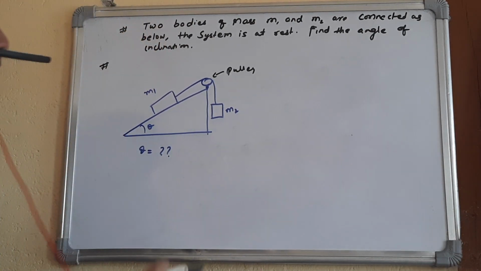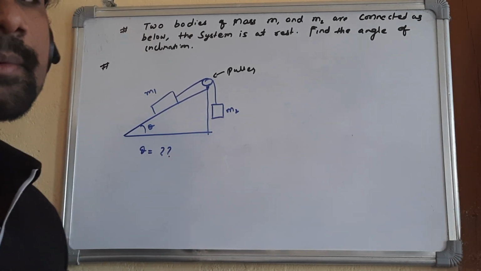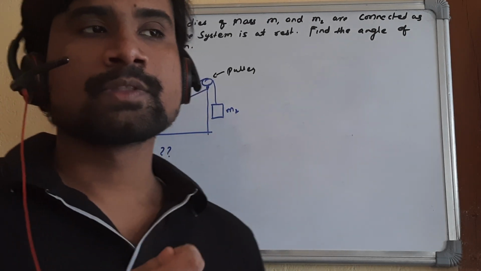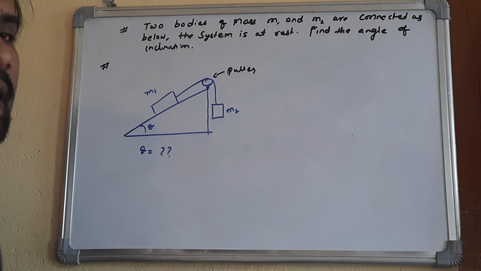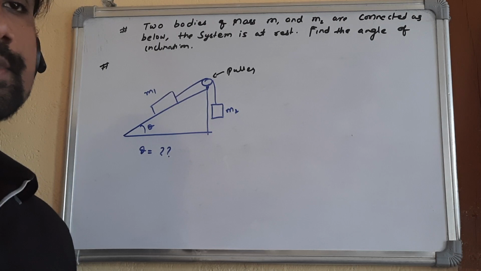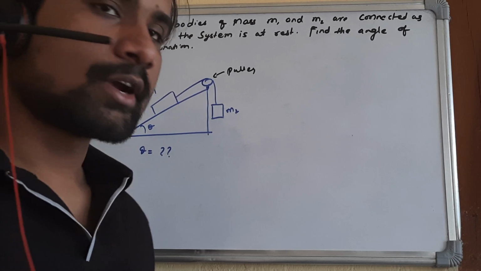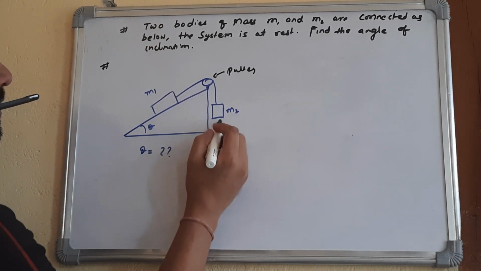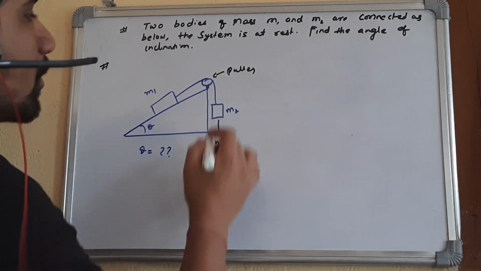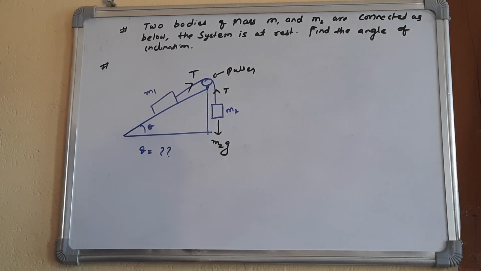Basically, that means the system is not moving, so we can interpret that the system is in equilibrium, right? We need to find the angle of inclination. What is theta? What should theta be so that m1 and m2 are in equilibrium with each other? Before dealing with that, we need to draw free body diagrams. Let's first indicate the forces, then we'll separate them. For m2, the downward force is gravity, m2g, which is the weight. The upward force is the tension. The tension will be the same because the string is the same.